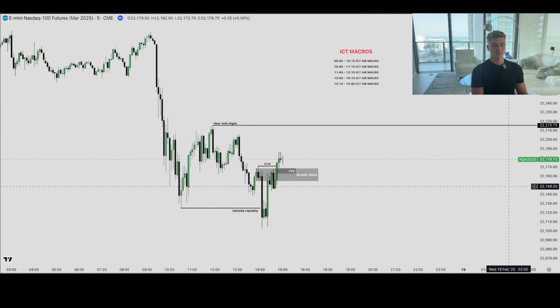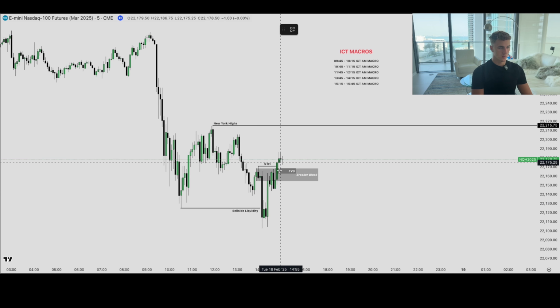So you can enter and it won't really make a difference which PD array you decide to enter from because they're overlapping each other. Whereas sometimes the breaker block's higher and the fair value gap is lower. So some people may get confused with that. But in order for the trade to be A+, ideally you want it to look like this, okay?